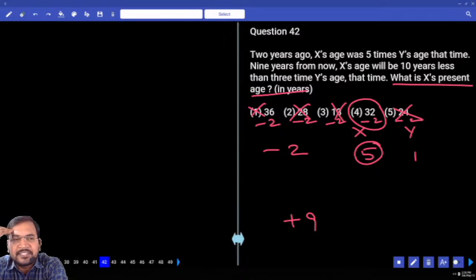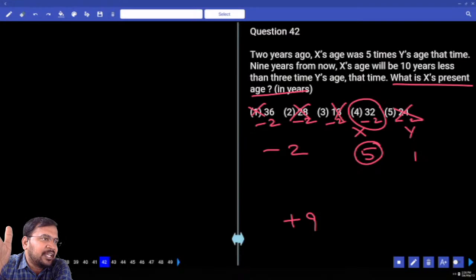Sir, ఎందుకు 2 సబ్ట్రాక్ట్ చేయాలి అంటే అడిగింది present age, మనం ఇచ్చింది 2 years ago. 2 years ago is 5 parts. If you subtract 2, that should be a 5 multiple. All of you clear, na? Next question.